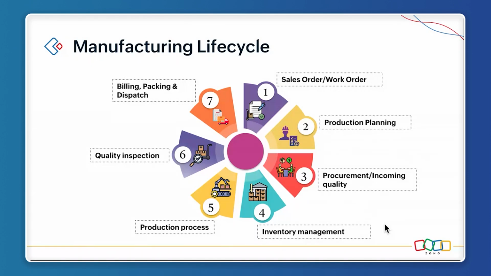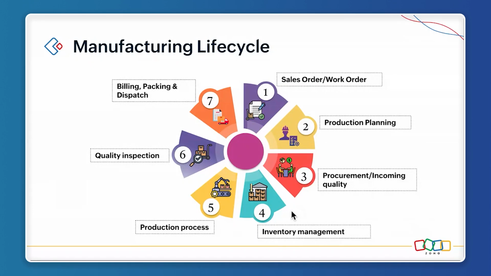The procurement part is whenever you want to purchase or procure any raw materials from the vendors. And incoming quality: once you receive the raw materials from the different vendors, you then send the materials to the quality check. So that is our third process in the manufacturing life cycle.